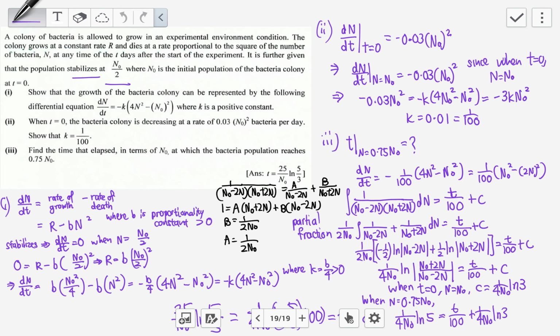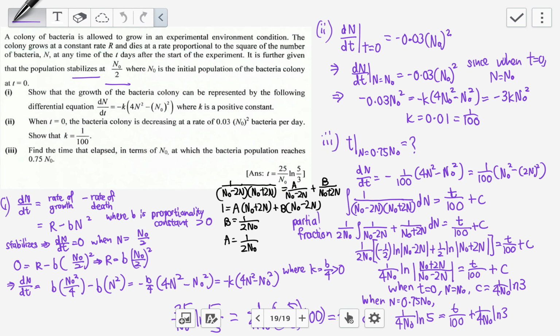It is given that the population stabilizes at n0/2, where n0 is the initial population of the bacterial colony at t equals 0. We are asked to show that the growth of the bacterial colony can be represented by the following differential equation: the rate of change of the population of the colony equals this, where k is a positive constant.